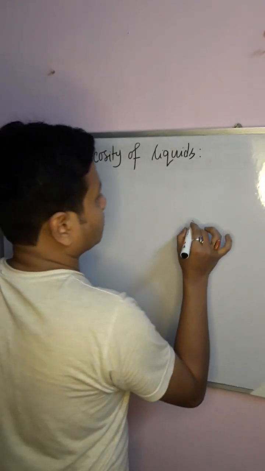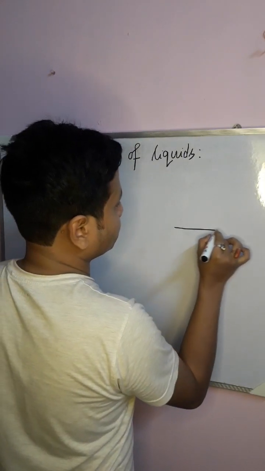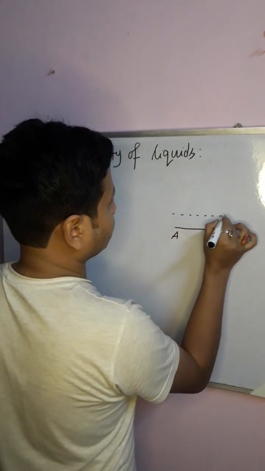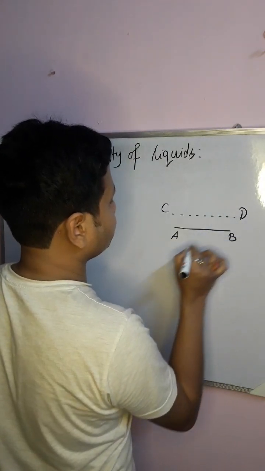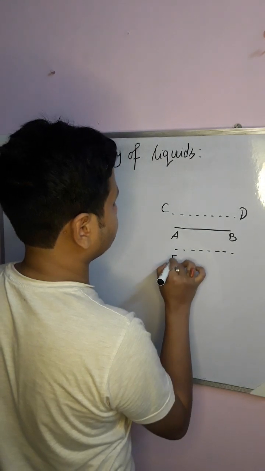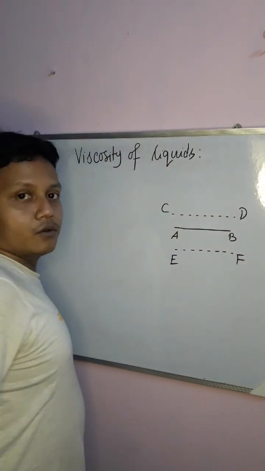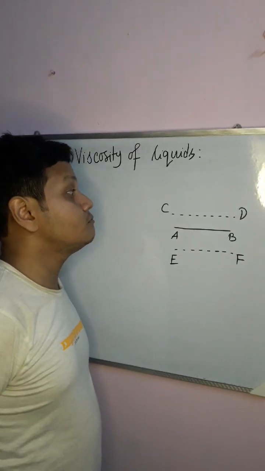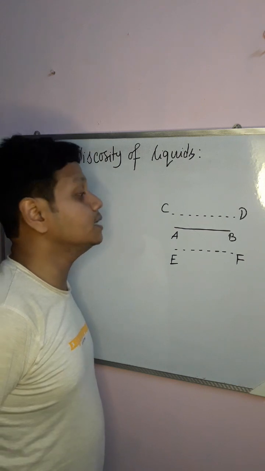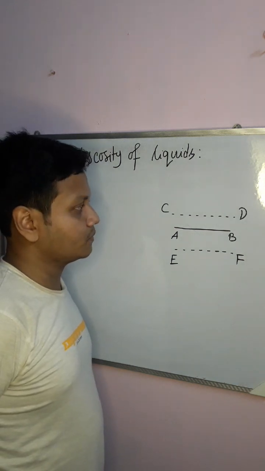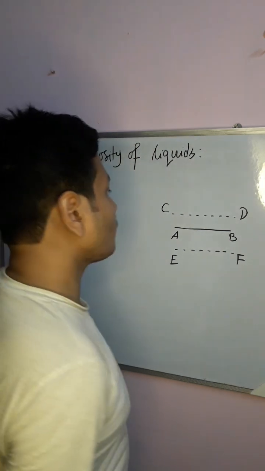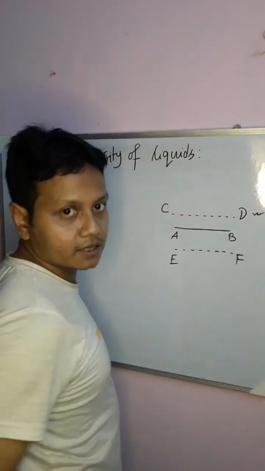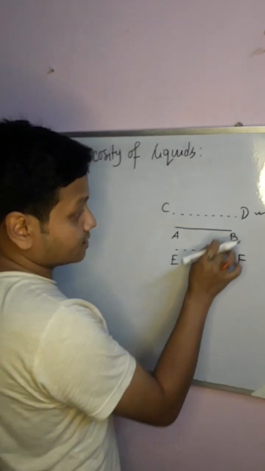Suppose we consider a liquid layer, say AB, and another layer above it, CD, and another layer below it, say EF. CD is above the liquid layer AB and EF is below it. Obviously the velocity of the upper layer is greater than that of AB, and the velocity of the lower layer EF is less than AB.